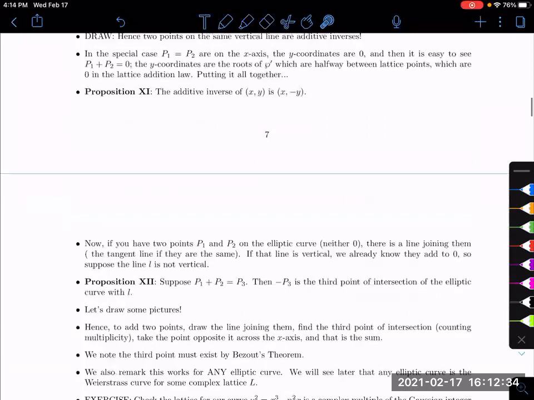And let me just remind you geometrically how the addition law works for elliptic curves. The strategy is take some elliptic curve. I'll draw a different one than I did last time. Okay, let's say you want to add 2 points on this thing, P1 and P2.